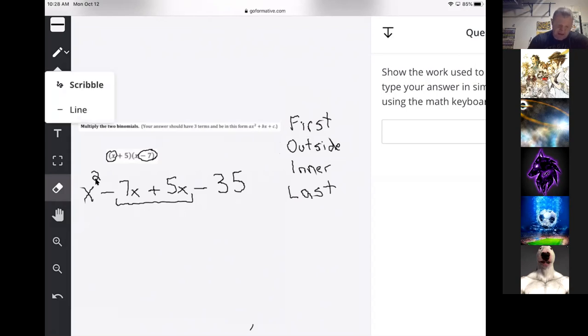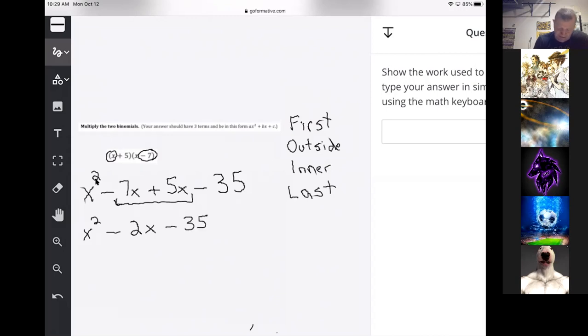Okay, so the last step is putting the 2 in the middle together. If you stop here, you'd probably get a 3, but you can always combine the 2 middle terms because they're like terms. So I have x squared, and when I put those 2 middle ones together, what do I get? What is negative 7x plus 5x? It is negative 2x minus 35. Answer. Done. FOIL. Thank you.